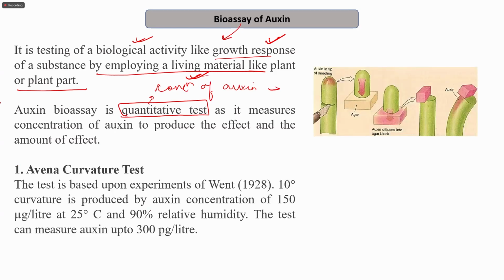So first is the Avena curvature test. So there are two tests which are known. First is the Avena curvature test. In this, we measure the curvature that is produced as a result of auxin supply.